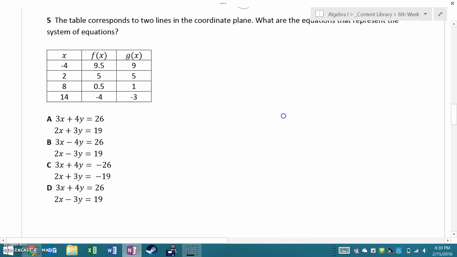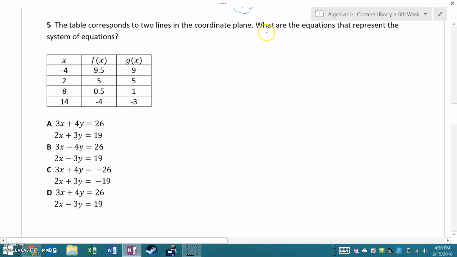The table corresponds to 2 lines in the coordinate plane. What are the equations that represent the system of equations? Now, looking at this, there's not really an easy way to do it. How I looked at it was, I have this point here. So I have the point 2, 5. What's special about the point 2, 5 is that it's the solution. And I know it's the solution because it's the same x value for both functions.